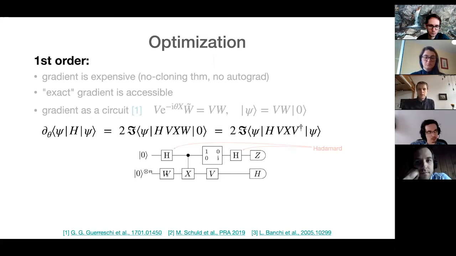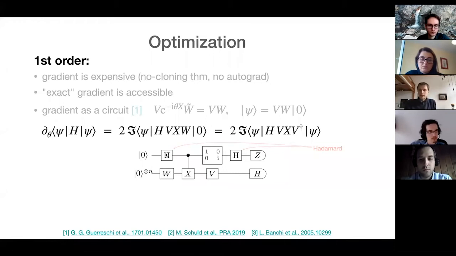But what's remarkable about this is that you essentially just apply... So this is your computational register, and then you need one additional qubit. And on your computational register, you really just apply W and V. So this was the original circuit, plus this extra gate that comes down as a result of the differentiation. And you have to apply this in a controlled fashion.